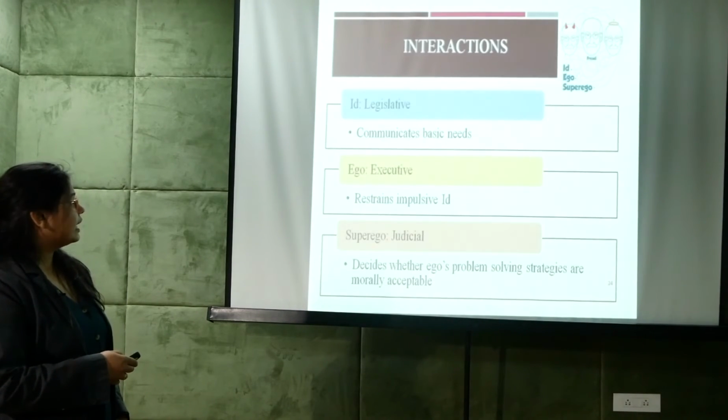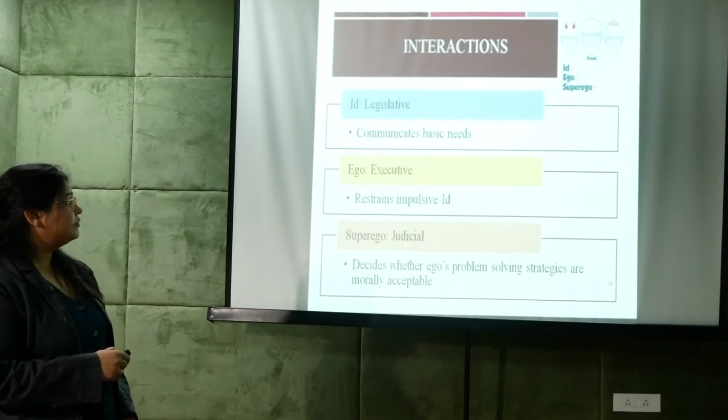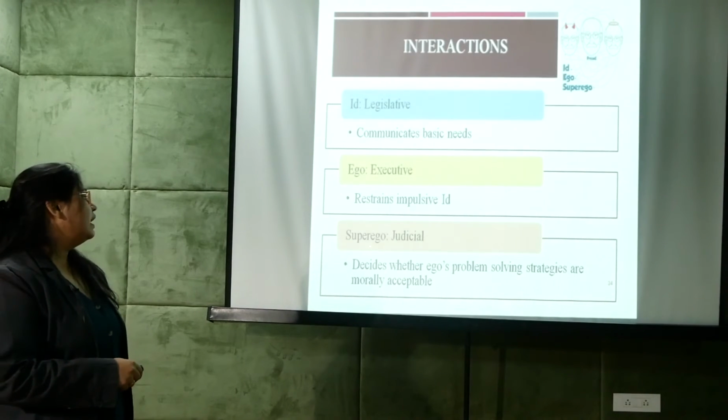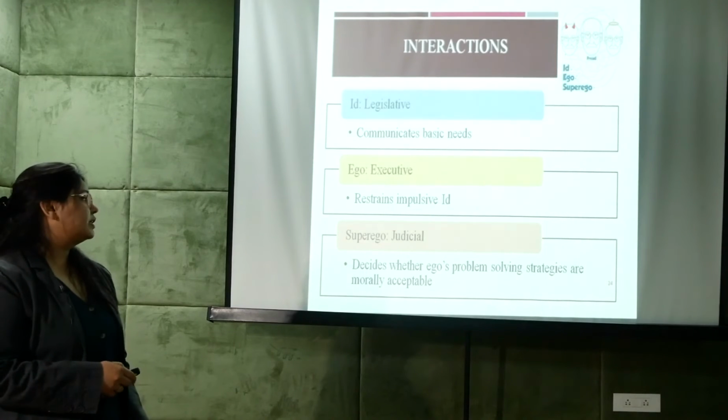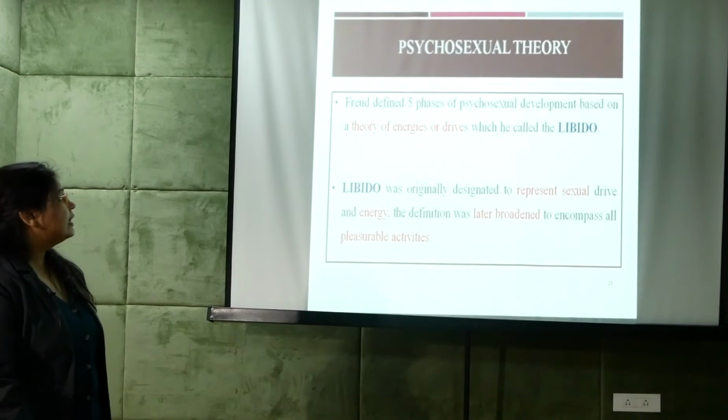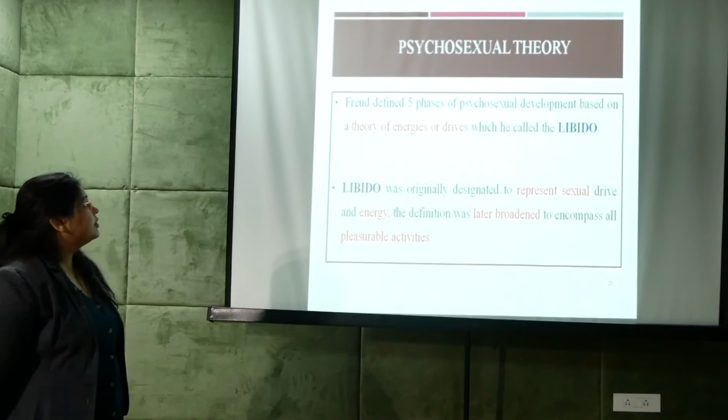So what are the interactions? The id is the legislative, the ego is the executive, and the superego is the judicial. Then we come to the psychosexual theory.